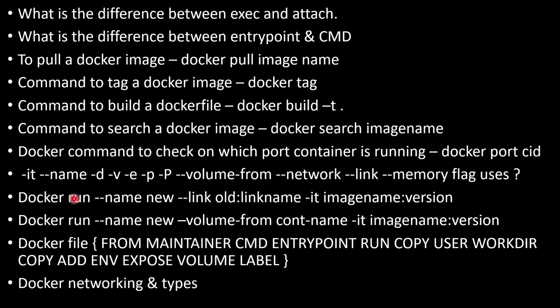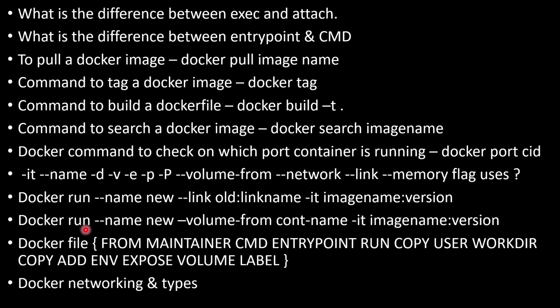If we see the command, docker run --name new, this means new is the container name. And if you want to link it with some other running container, --link old means some old running container, and you can give a link name. And the last name will be the image name. From this image this new container will be created. So now the old and new containers will be linked. You can ping and do anything.